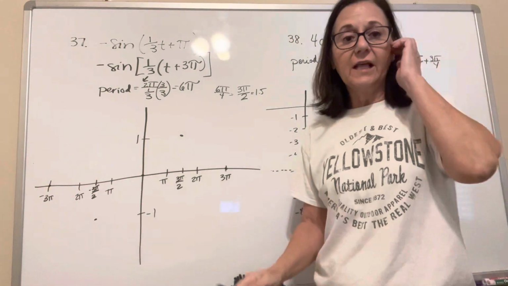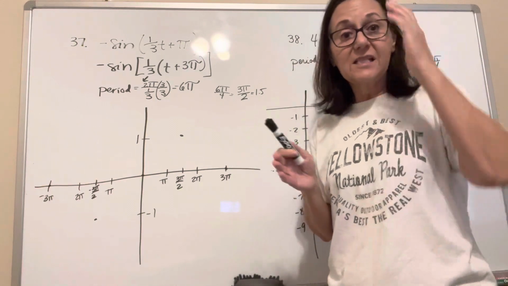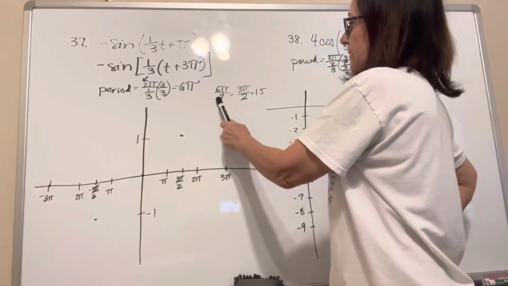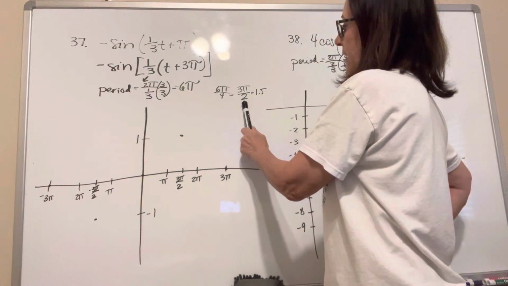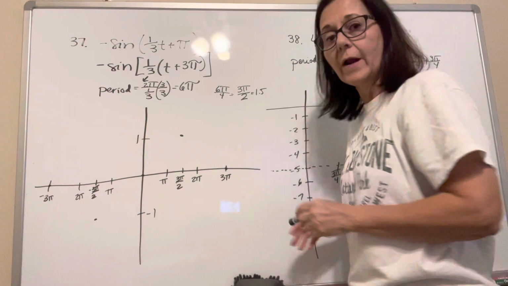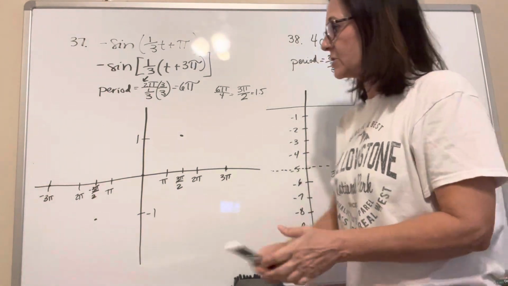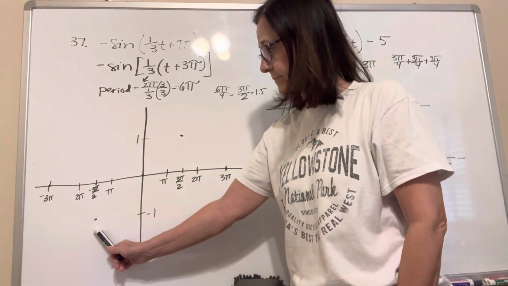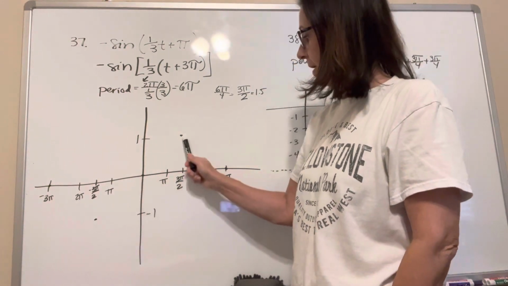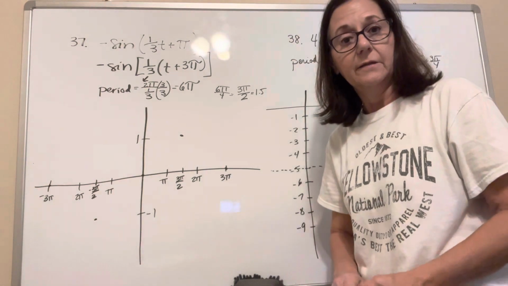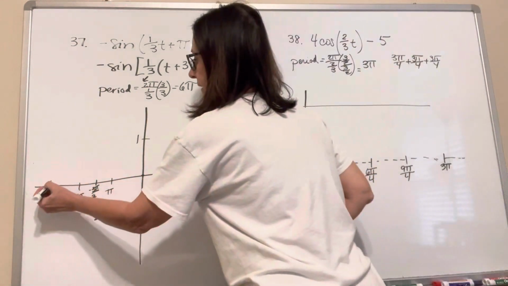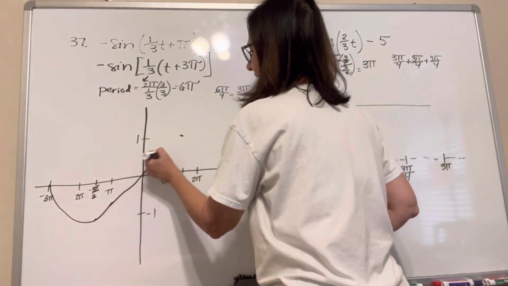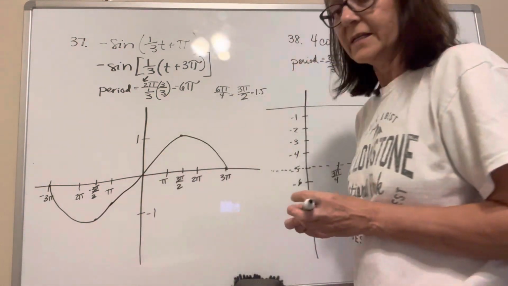So then how do I calculate my key points? I take that 6 pi and I divide it into 4 equal parts. So 6 pi divided by 4 is 3/2 pi, or 1.5 pi. That's what I told myself. So I'm going to start at negative 3 pi, go to negative 1.5 pi, then go to 0, then 1/2 pi, then back to 3. Oops, that's not a very good curve. Okay, so that's one cycle of it.